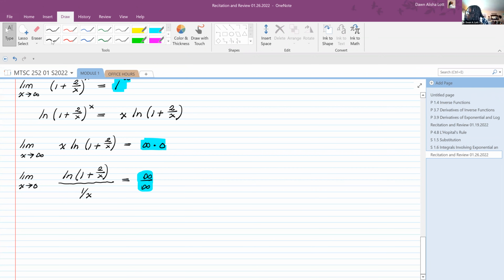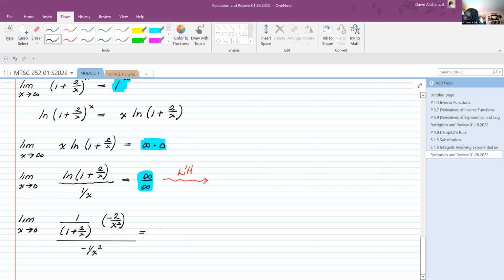Okay. So L'Hopital's rule now says take the derivative. So this is going to be the limit as x approaches 0. The derivative of the log says put that in the denominator, 1 plus 2 over x, and then multiply by its derivative. So when I multiply by the derivative, I'm going to get negative 2 over x squared. And then I take the derivative of the bottom, which is going to give me minus 1 over x squared.